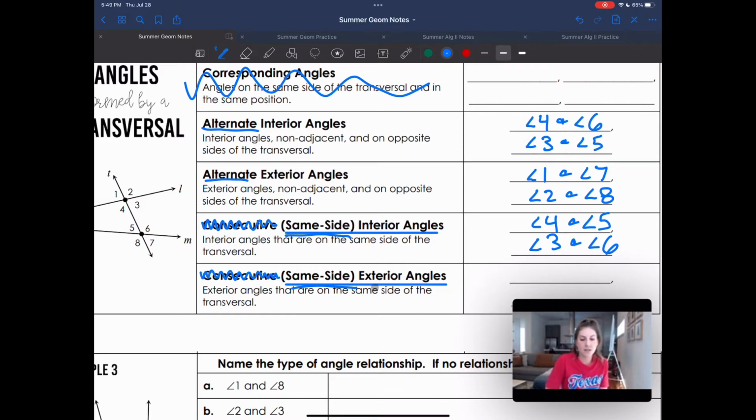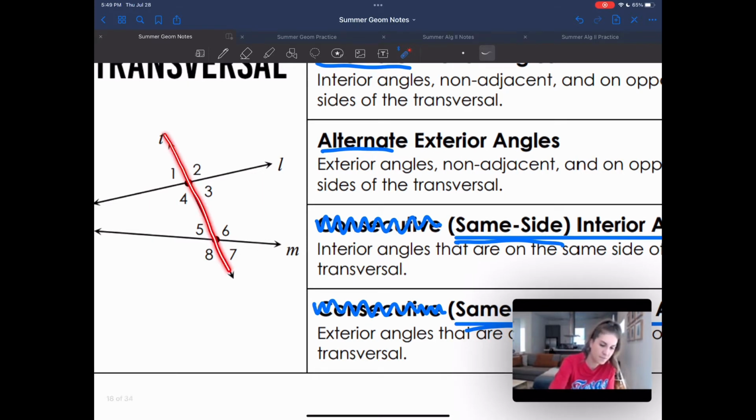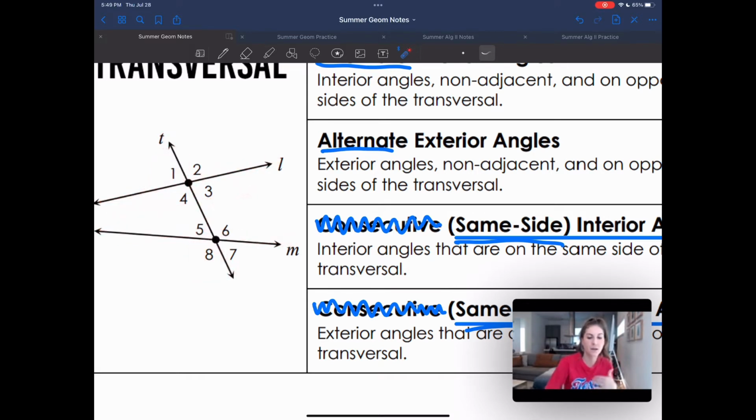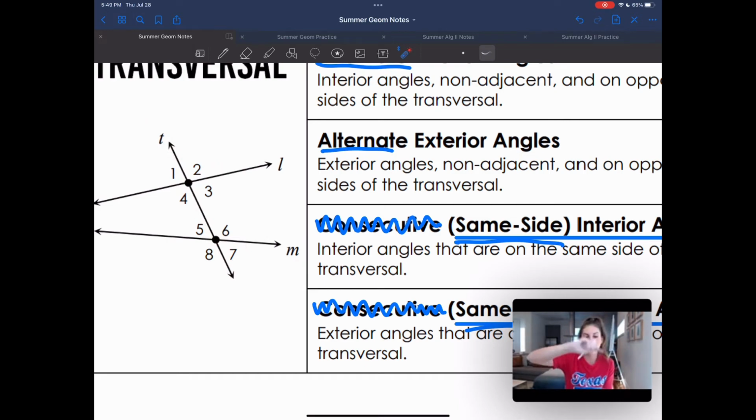Okay, and then let's take a look at our same side exterior. Y'all can probably guess what those are from everything that we've talked about. Let's look at our transversal. And I'll go ahead and give you one of them. It's going to be angle 1 and angle 8. Those would definitely be on the same side of that line. And then if we look at these two lines, they are on the exterior of them, right? Nothing's on the interior. These two are on the outside of them. Okay, so angle 1 and 8. Can you guess the other pair? You probably can. Same side exterior would also be angle 2 and angle 7, right? They're on the same side and they're still in the exterior of these lines. So 1 and 8, and 2 and 7.